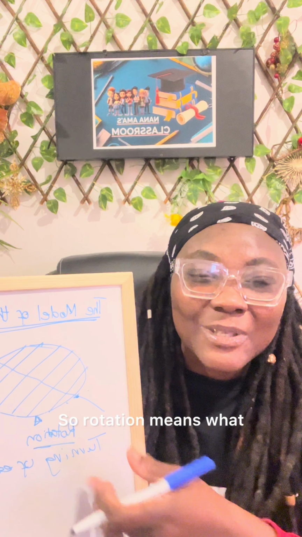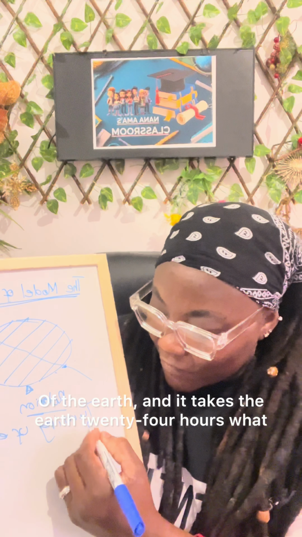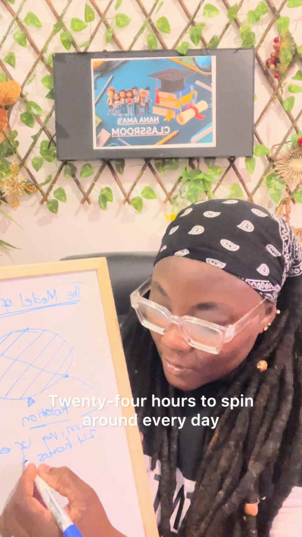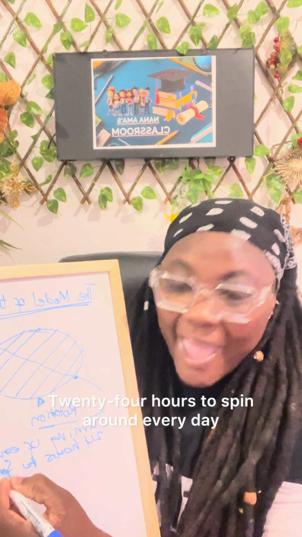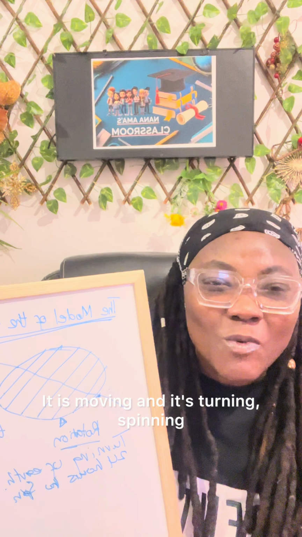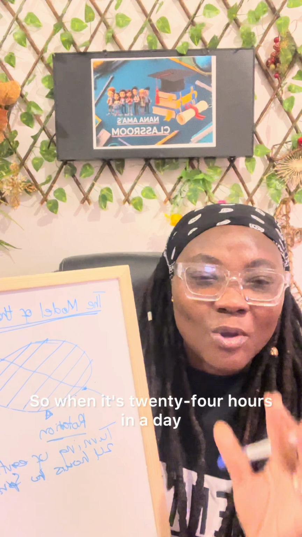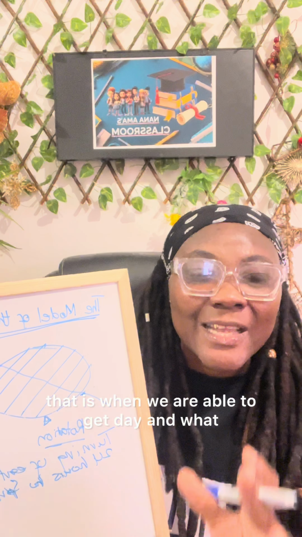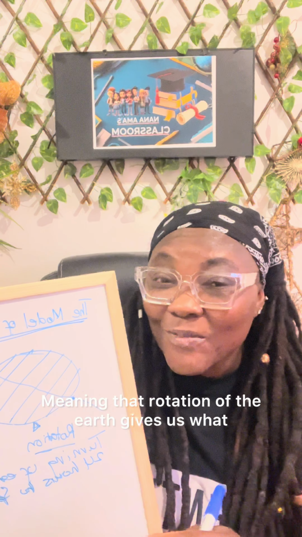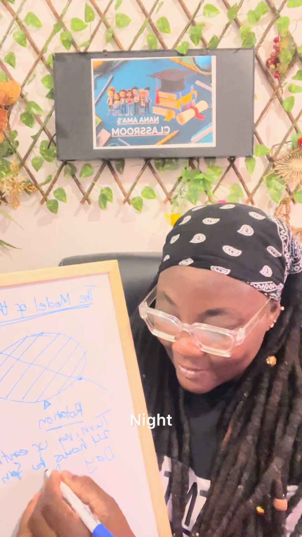So rotation means what? The spinning of what? Of the earth. And it takes the earth 24 hours what? To spin. 24 hours to spin around. Every day, every now and then, it's in motion, it is moving and it's turning, spinning 24 hours in a day. So when it's 24 hours in a day, that is when we are able to get day and what? And night. Meaning that rotation of the earth gives us what? Day as well as what? Night.